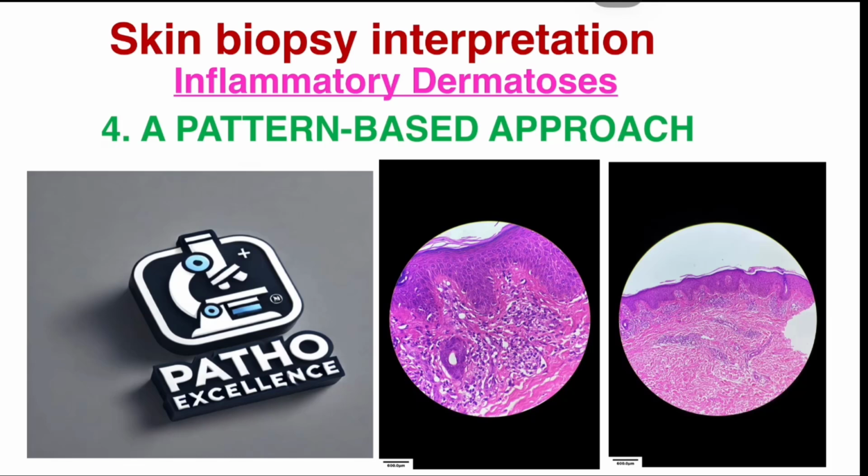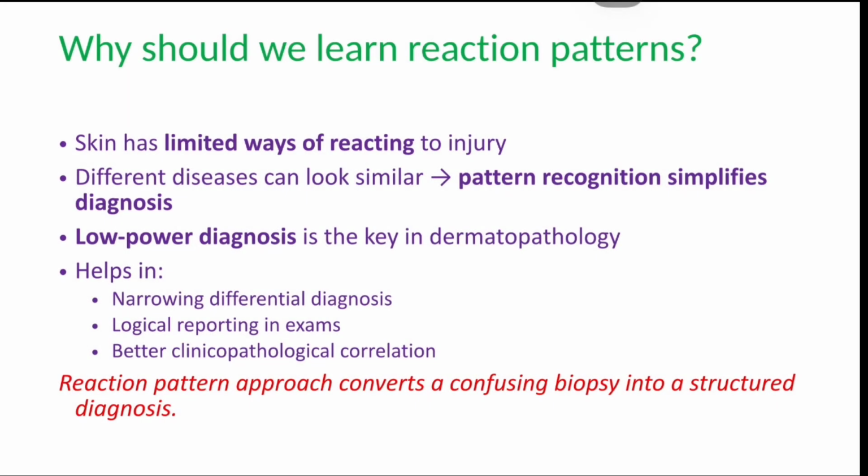According to Weedon and Ackerman, the skin has a limited number of ways to react, and when you group your microscopic findings into a reaction pattern, spongiotic, psoriasiform, interface, vesiculobullous or granulomatous, the diagnosis automatically becomes focused. So today, this video takes the next logical step after the checklist, from observing features to interpreting patterns.